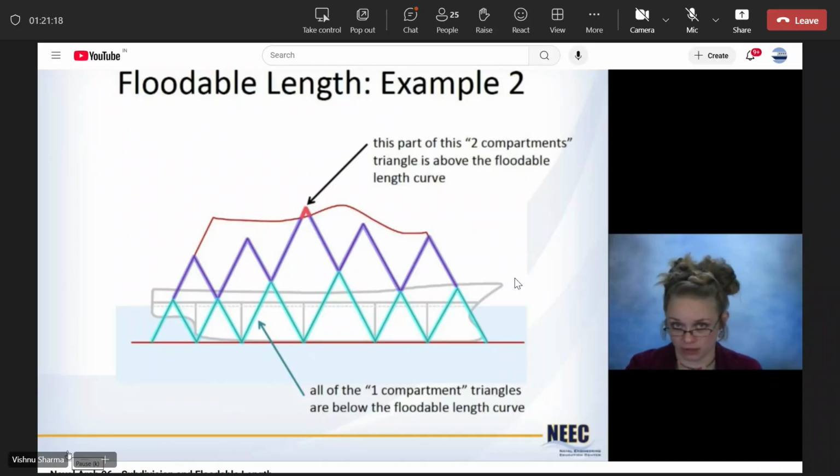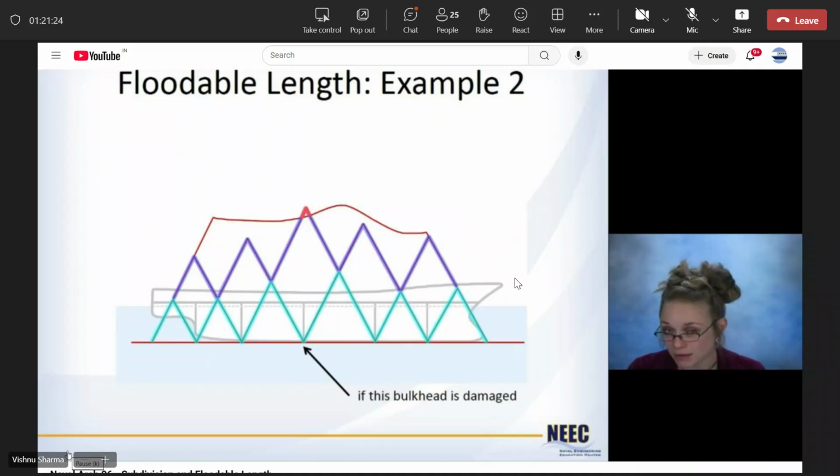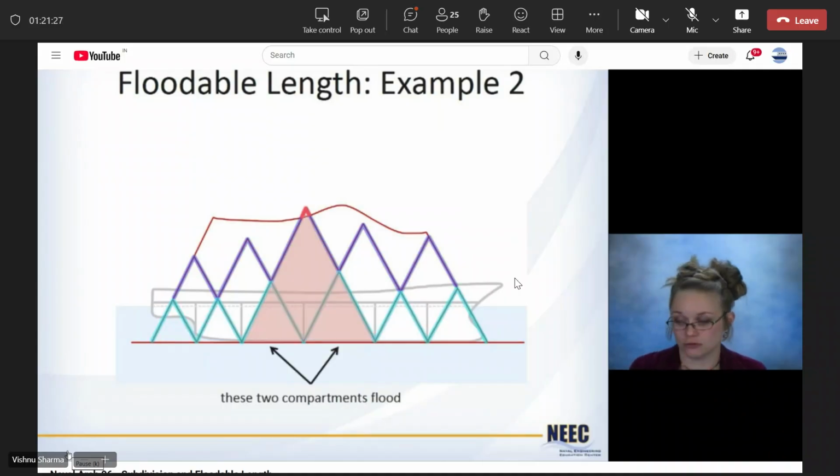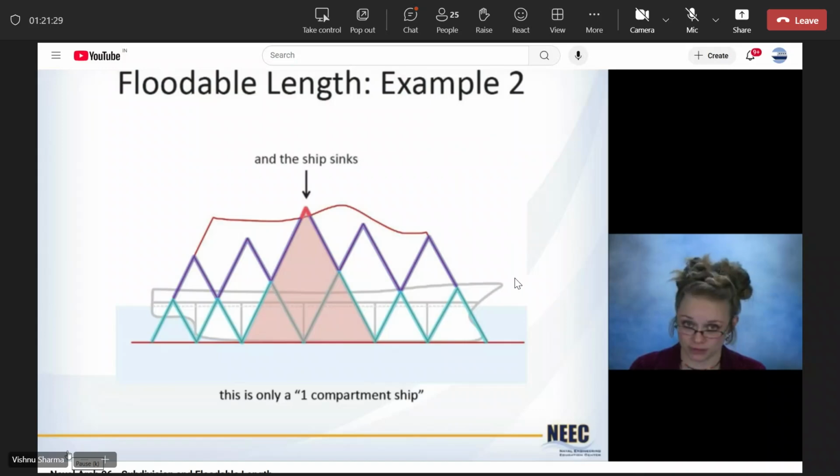The one compartment triangle is all underneath this, so that's okay, but that little part is above the allowable floodable length curve. So what it means is that if this bulkhead is damaged, these two compartments are going to flood and the ship is going to sink. So this is only a one compartment ship.